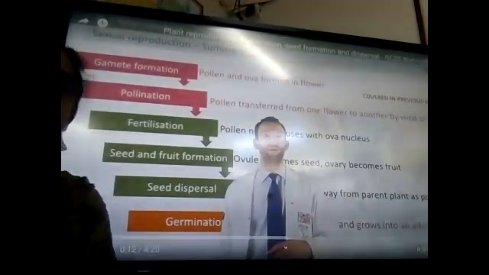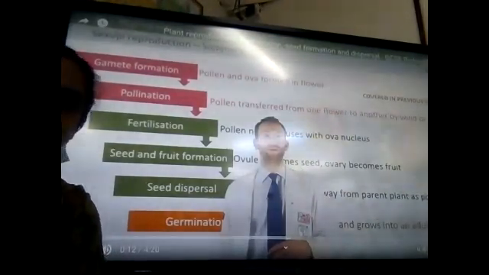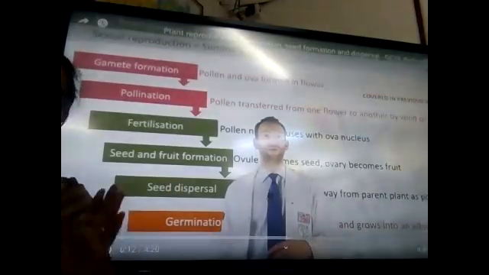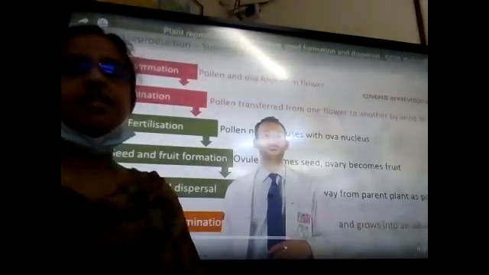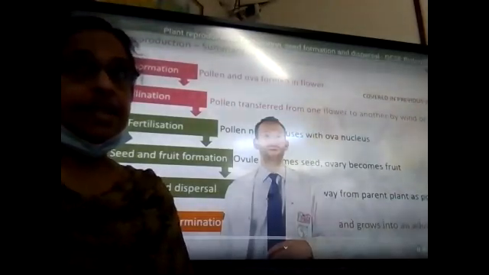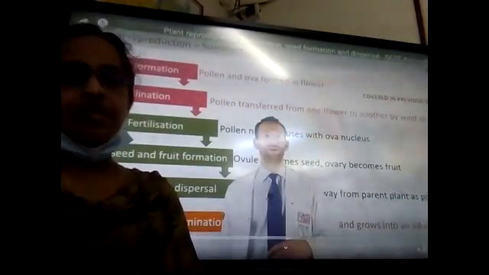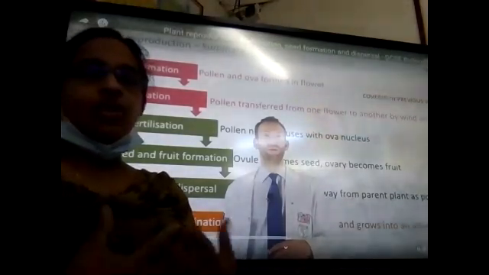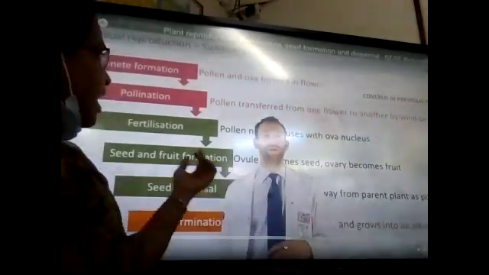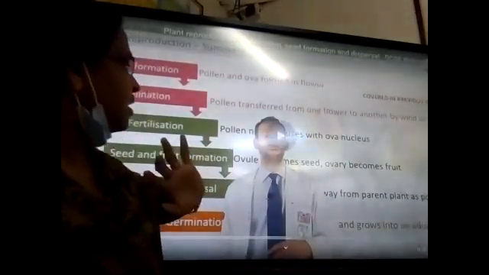So last day we learned about the parts of the flower. If we start from outside, there are two green leaf structures. It is known as sepal, which is protecting the flower before it opens, and then the petals, which are colored, and they are attracting insects.